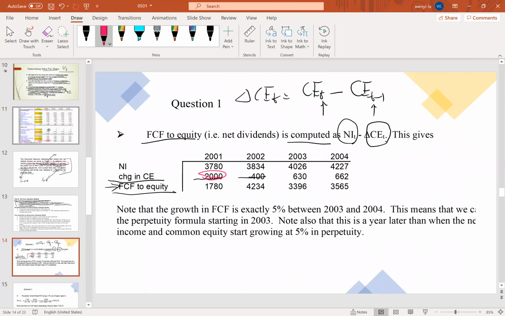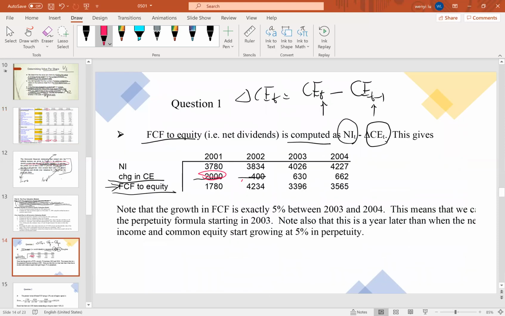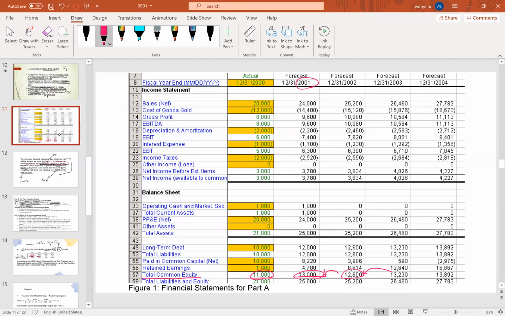For 2002's change in the common equities, you will use 12,600 minus 13,000. So you can see the common equities decreased for 2002, decreased by 400. So that's where the minus 400 here comes from. Same thing for the next year: the difference will be minus the last year's common equities. So that's where the change of common equity comes from.